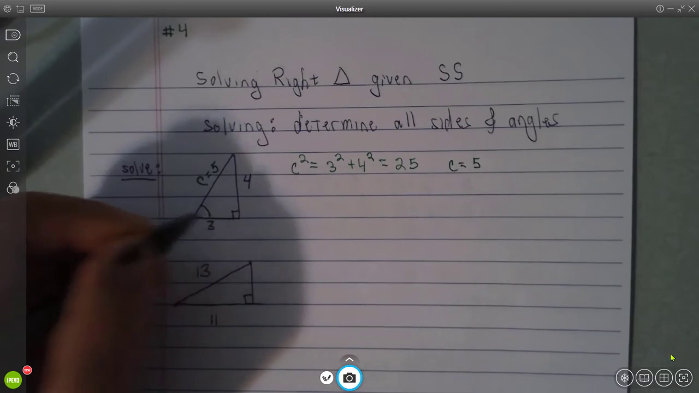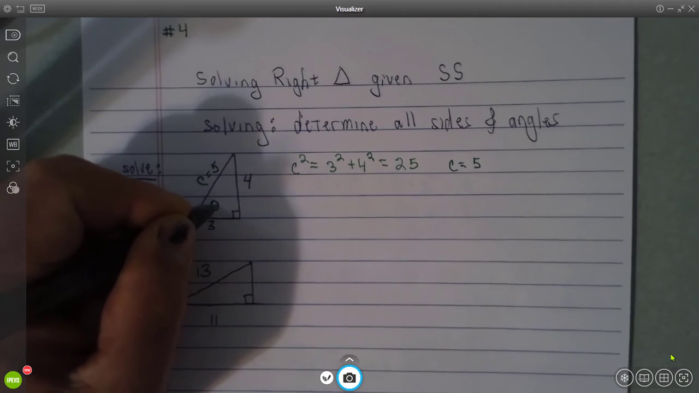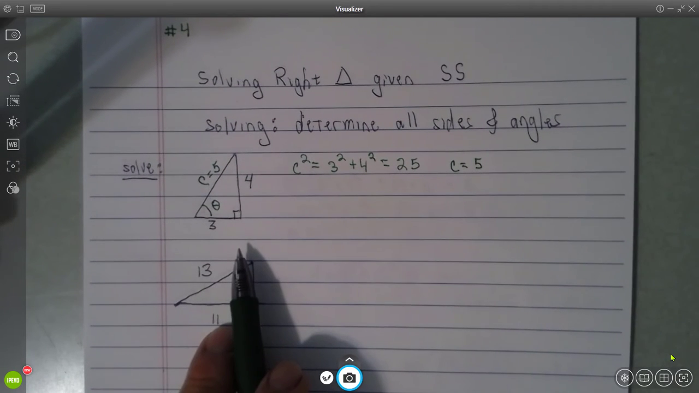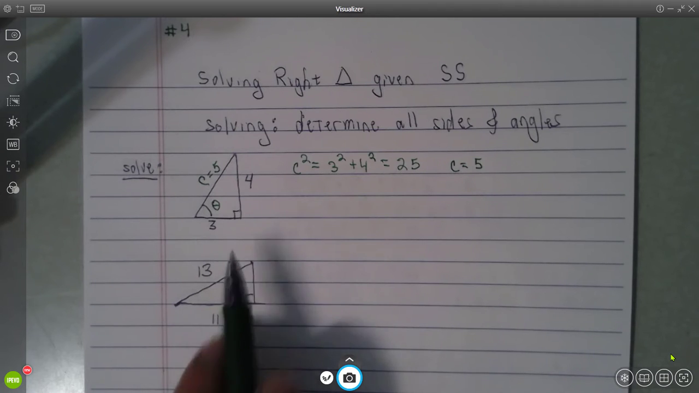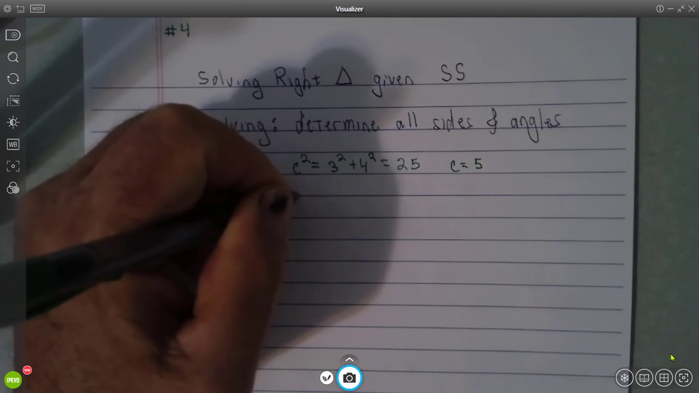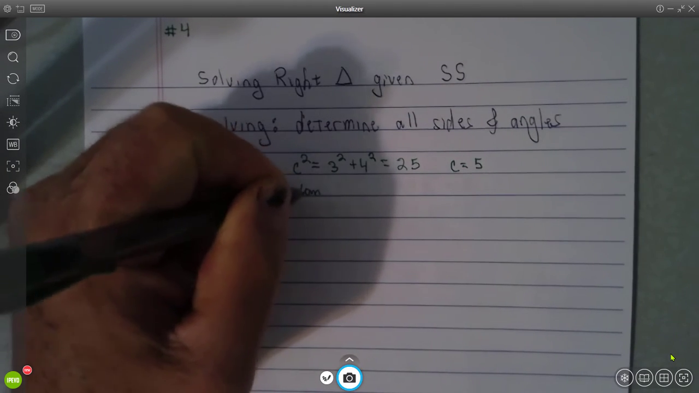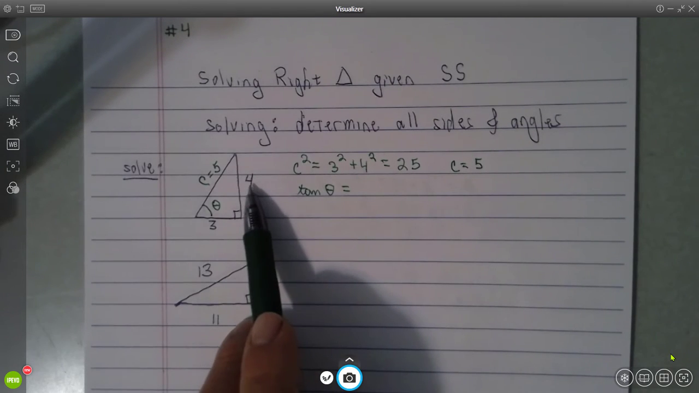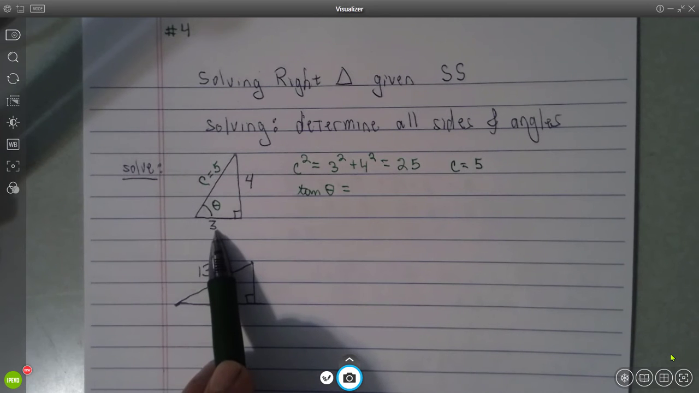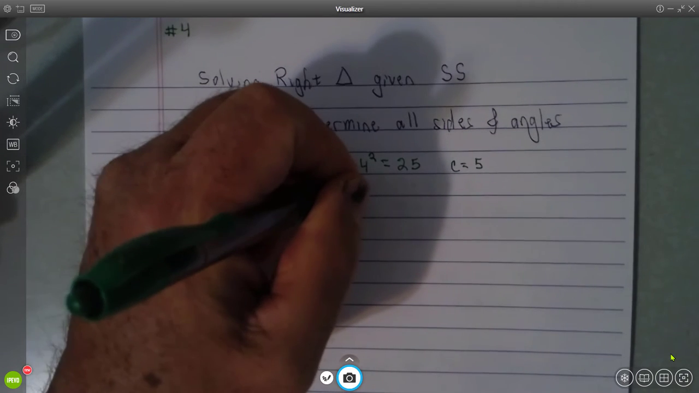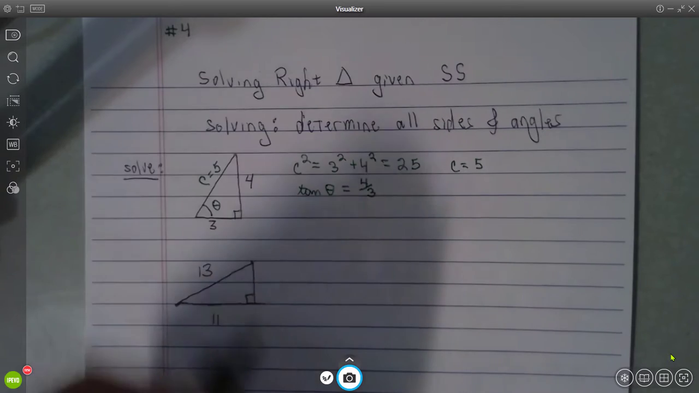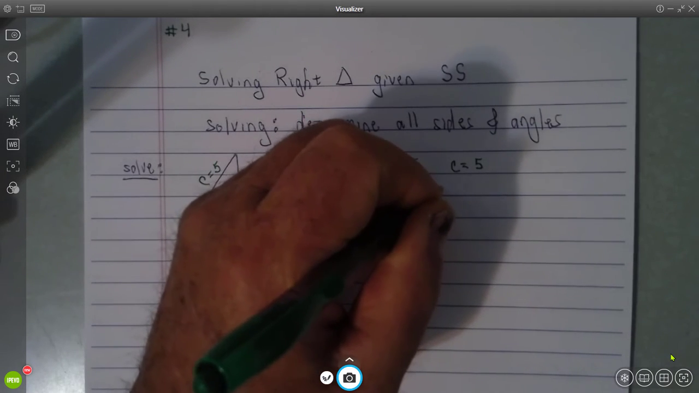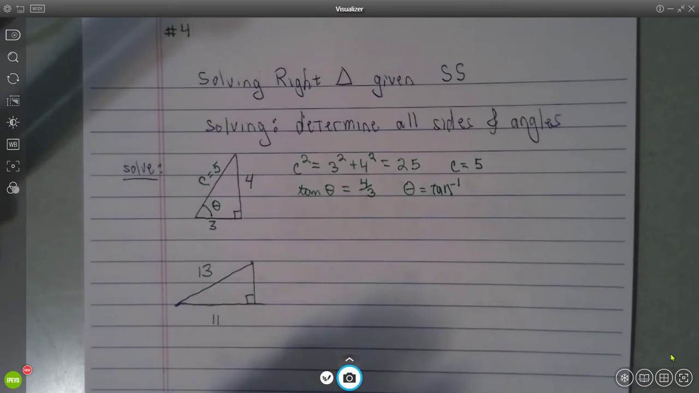Let's start with this one. We'll call this angle theta. And we could do any of the sine, cosine, or tangent. Let's work with the tangent here. The tangent of theta is equal to the length of the opposite side over the length of the adjacent, so that's 4/3. And from this we know that theta is equal to the inverse tangent of 4/3.